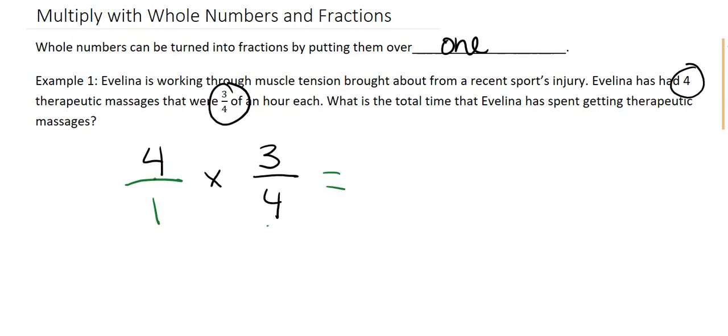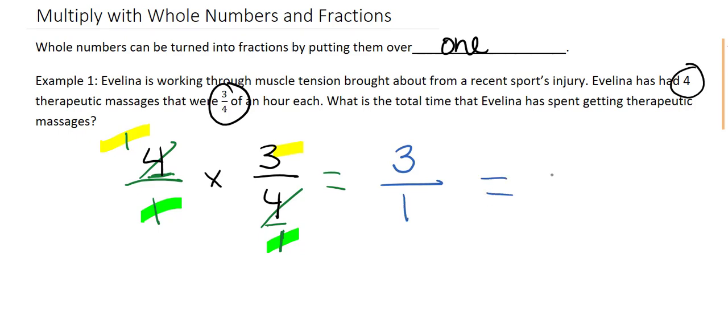So as we see, we have a 4 and a 4 here. So let's just go ahead and divide by 4 on both the top and bottom here. So now we have 1 times 3 and 1 times 1. So 1 times 3, well, that's 3. 1 times 1, that's 1. So 3 over 1 is really just 3. And so we can say the total time that she's spending is 3 hours.